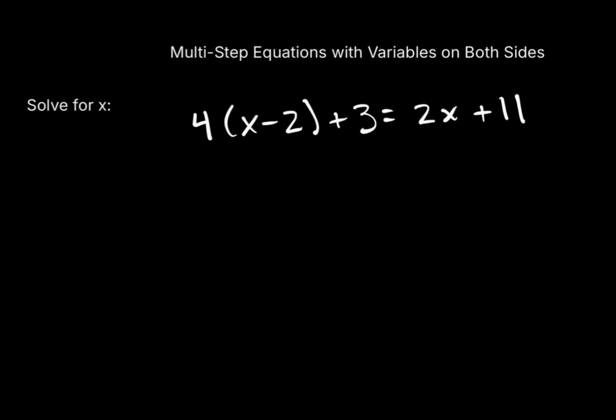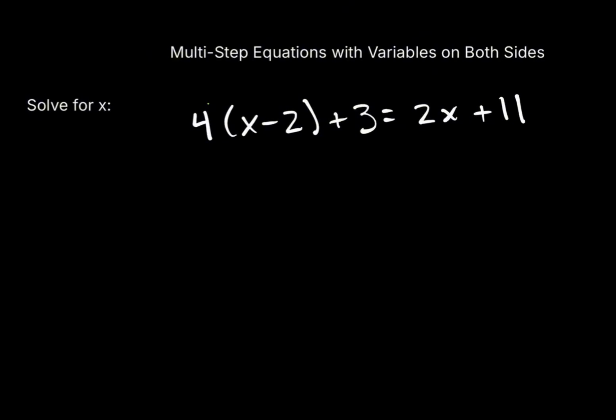All right, we're going to go ahead and solve this multi-step equation with variables on both sides. So we see that we want to solve for x. So we don't know what our x value is, but we can go ahead and figure that out. Now first what I want to do is simplify on both sides.